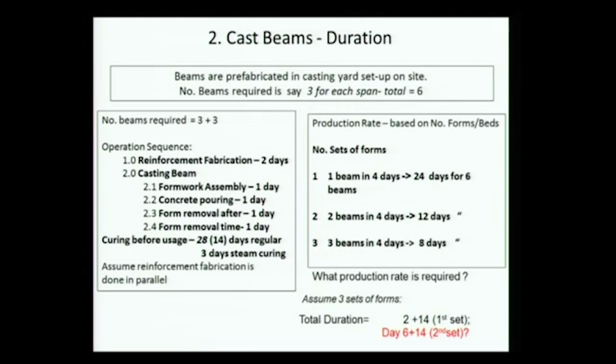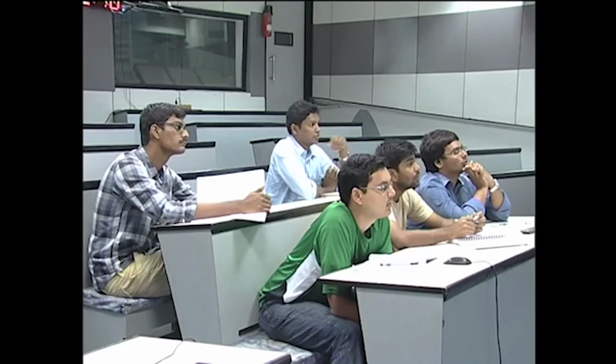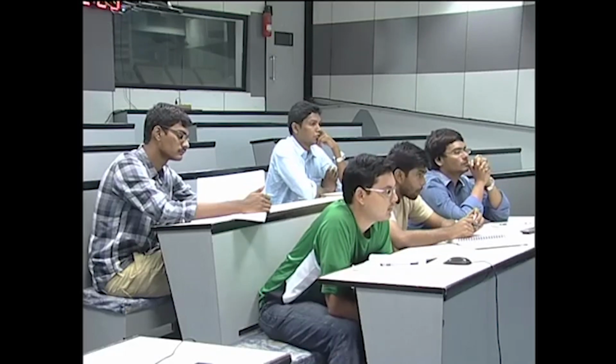Now, here I have actually split this into 2. If I'm taking a duration, I have a duration of 16 days for the first set of beams. What is the duration for the second set of beams? 4 days, I mean, 20. It will be complete by 20 days. Yes, so from when I start, 20 days. So both sets of beams will be available in 20 days.